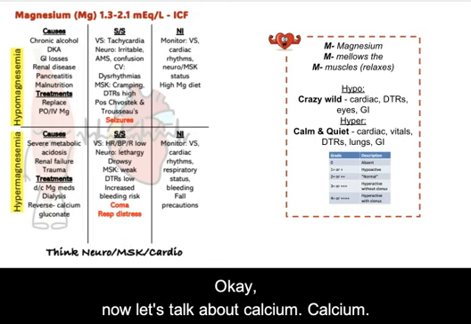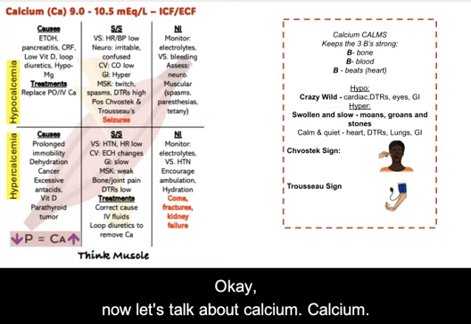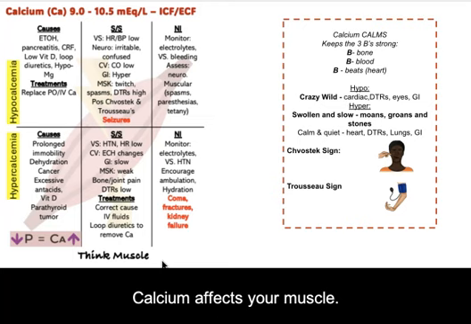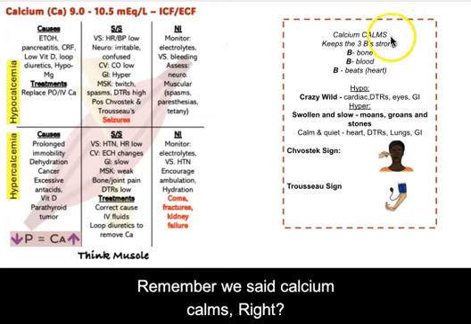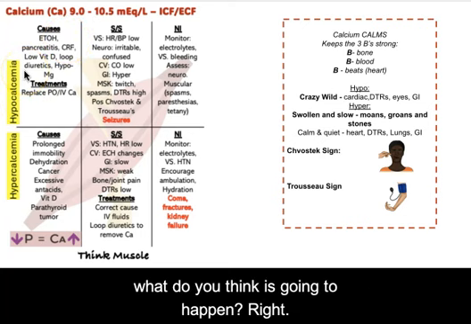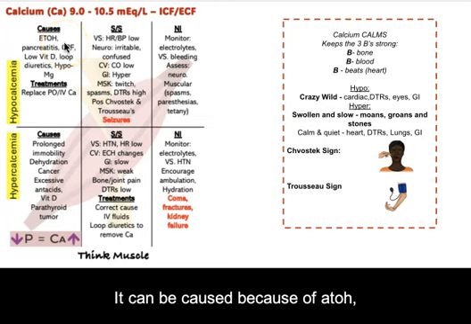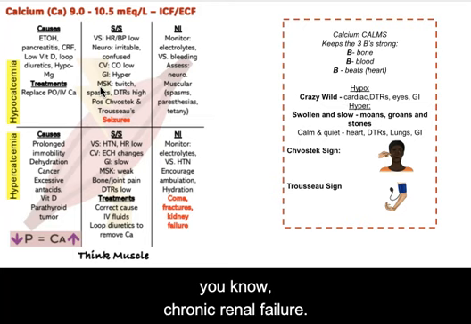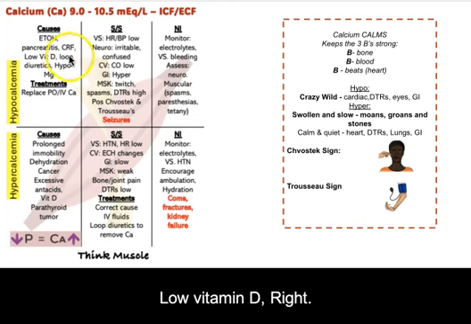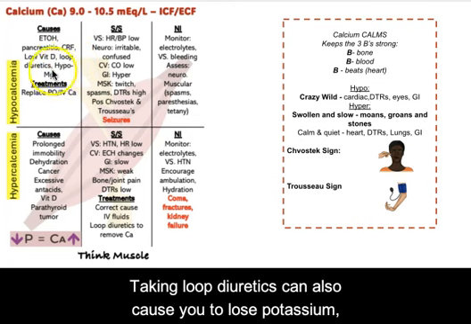Okay. Now let's talk about calcium. Calcium, when you think calcium, think muscle. Calcium affects your muscle. Remember we said calcium calms, right? So if you have too low calcium, what do you think is going to happen, right? It can be caused because of ETOH, alcohol abuse, pancreatitis, chronic renal failure. CRF, I put over here, is chronic renal failure, low vitamin D, right? Taking loop diuretics can also cause you to lose potassium.